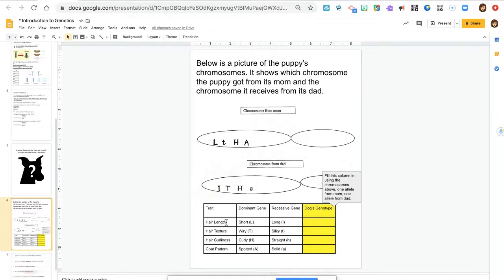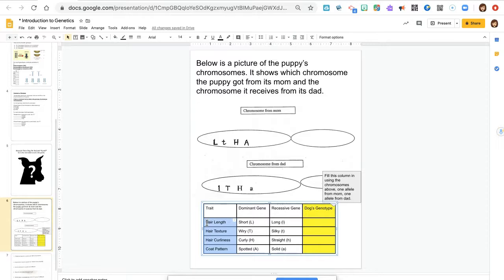So we have our dominant and recessive genes defined right here. Just go ahead and highlight that or bold it. So let's see, what's the dog's genotype? One thing I need to tell you at this point is you always write the uppercase letter first. So for the dog's genotype for hair length, I find the L's on the chromosome. He has a capital L from mom, a lowercase l from dad, so the dog is heterozygous. So the dog will have short hair because he has at least one capital letter. In order to get long hair, the recessive trait, he'd have to have 2 lowercase l's.